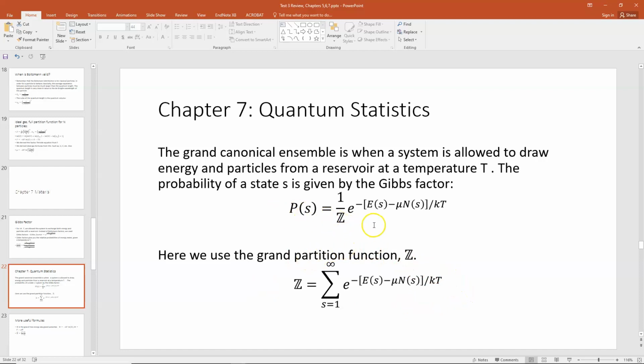Remember that this, a little nomenclature here, is the grand canonical ensemble. When a particle is allowed to exchange both energy and particles with a reservoir, that is described by the grand canonical ensemble, which is the grand partition function associated with that. And remember that Maxwell-Boltzmann statistics are the canonical ensemble and the regular partition function.